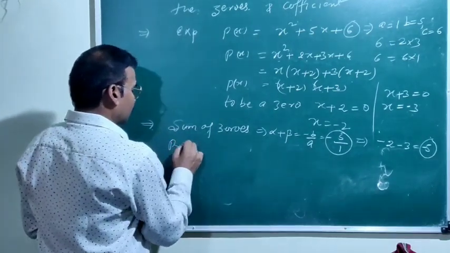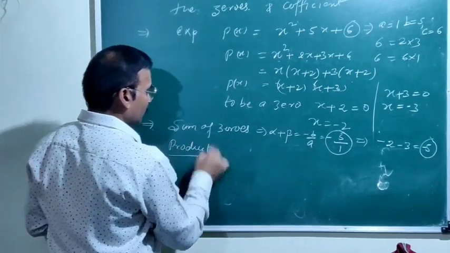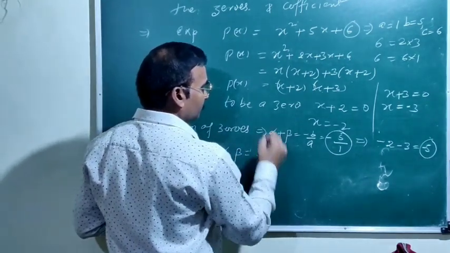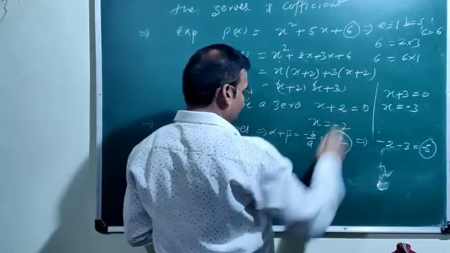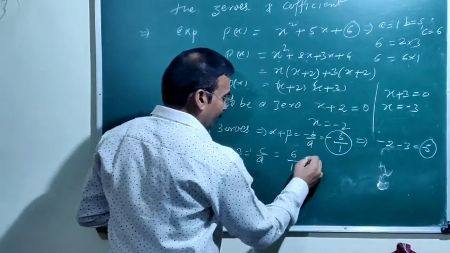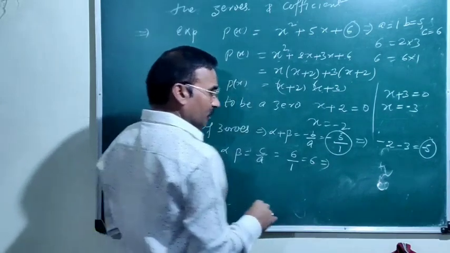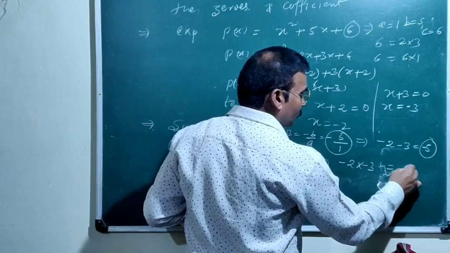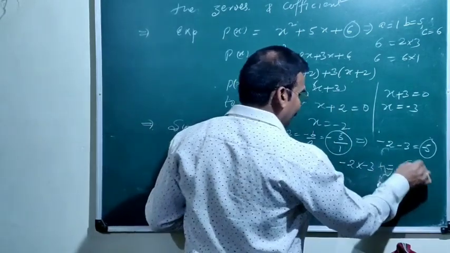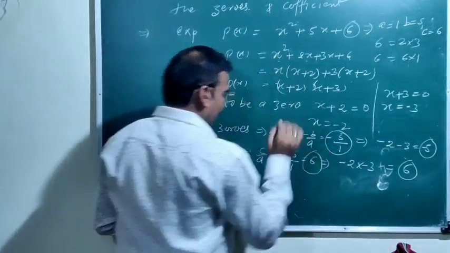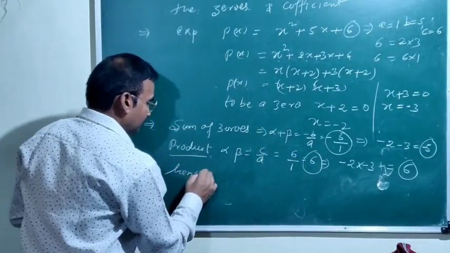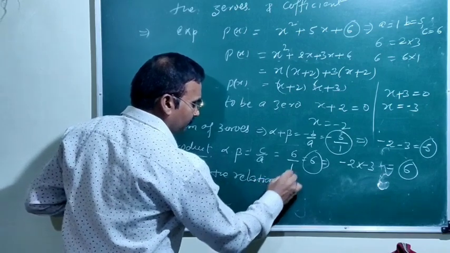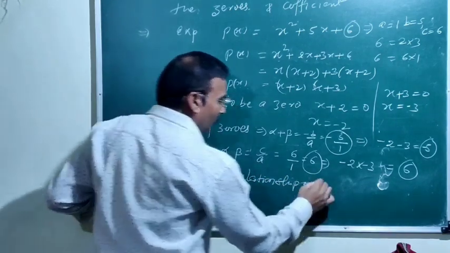Now the product, alpha into beta, is c upon a. What is c? C is 6. 6 divided by 1 equals 6. Now the product of the zeros, minus 2 into minus 3, equals 6, and this 6 is equal to that 6. Hence the relationship is verified.